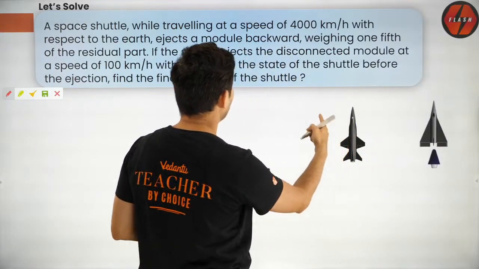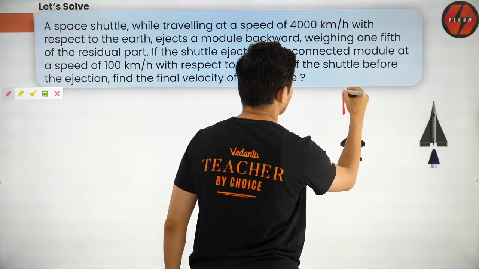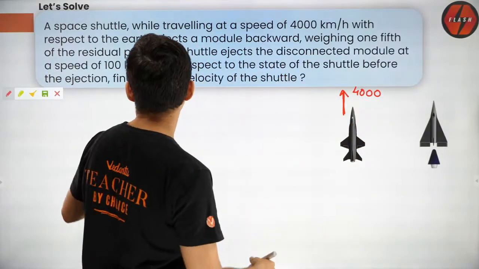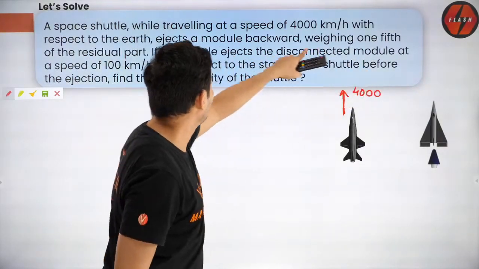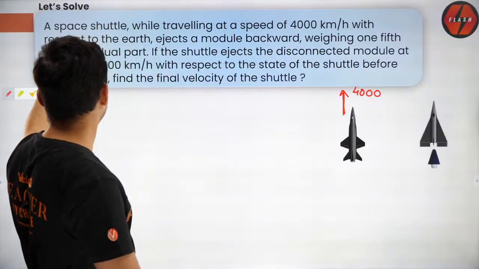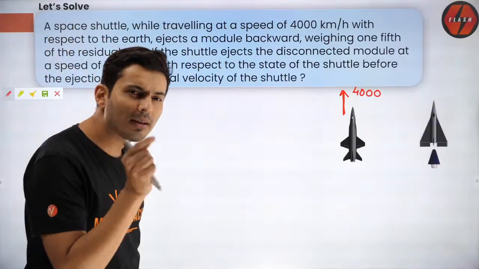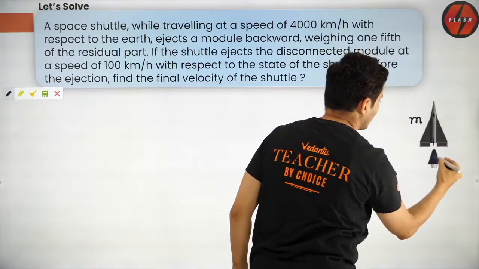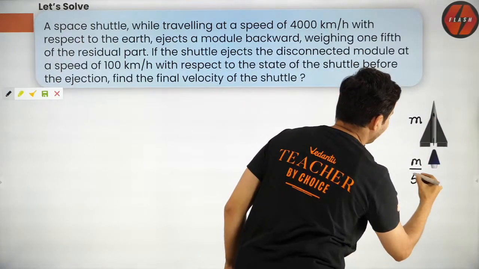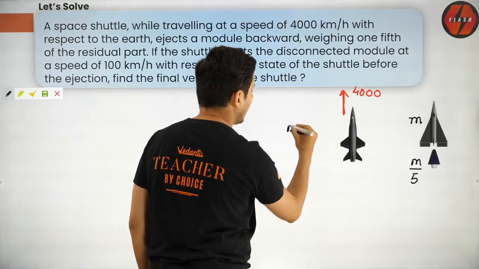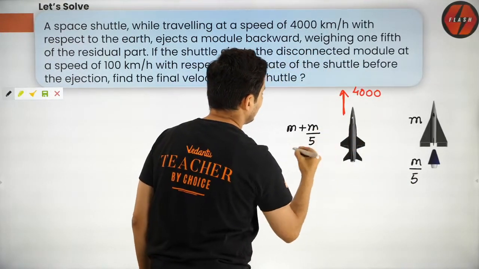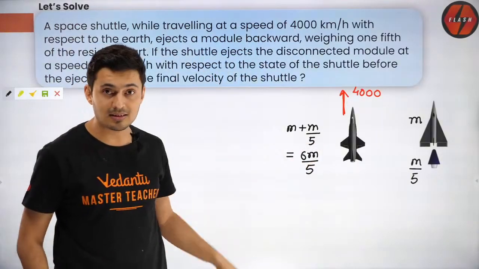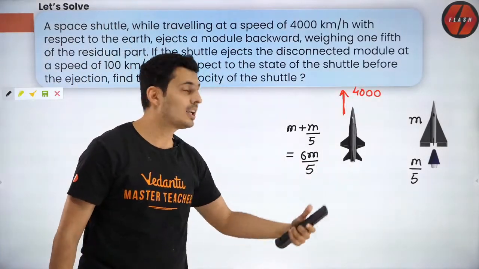So this is the before diagram, and what do we know about it? Well, it is moving with a speed of 4,000 kilometers per hour. And the module which is being thrown out is 1/5 of the residual part. 1/5 of the residual part means what? If this part has a mass m, then this part has a mass m by 5. And the total mass will be m plus m by 5, which is nothing but 6m by 5. This is very important. A lot of people make mistakes. I hope, Ankit, you did the same thing, else your answer is wrong.